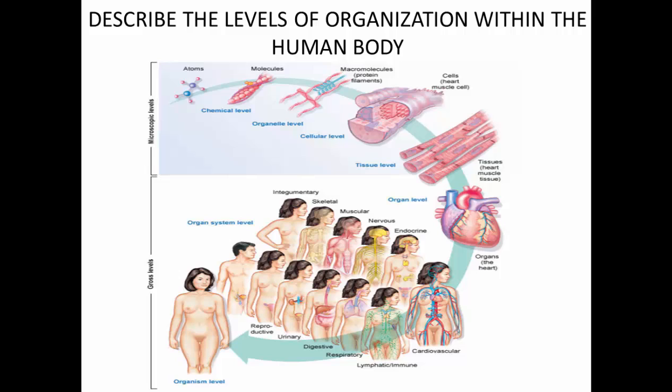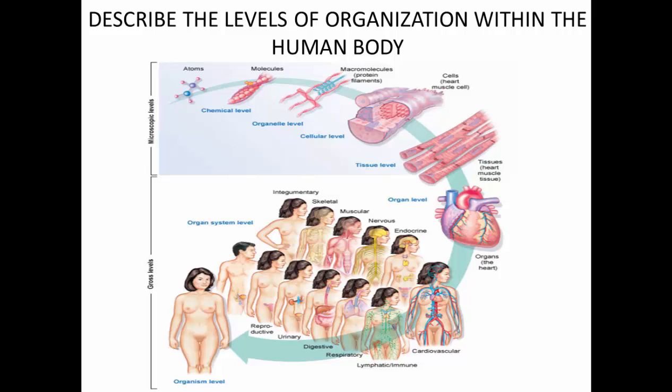If we take many cells that ultimately all have the same function and put them together, we're dealing with a tissue. So here we're looking originally at cells, heart muscle cells, but heart muscle tissue is many heart muscle cells together causing a function. So the contraction of the heart muscle in this case.